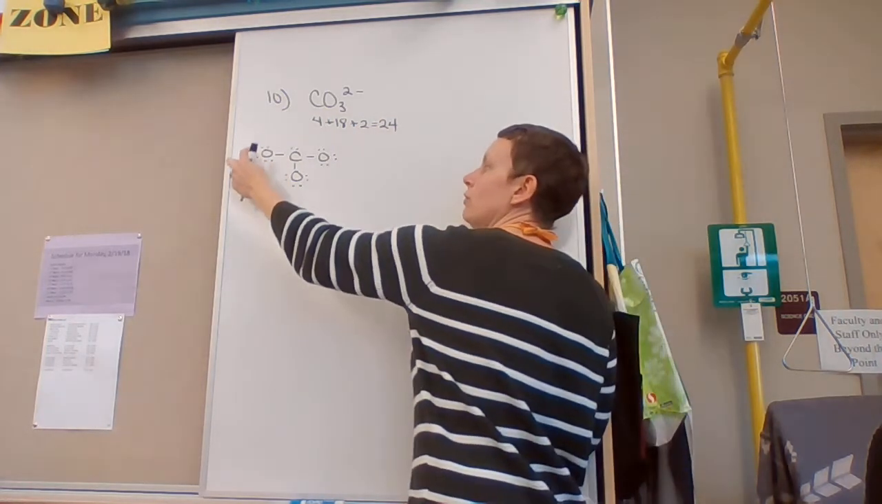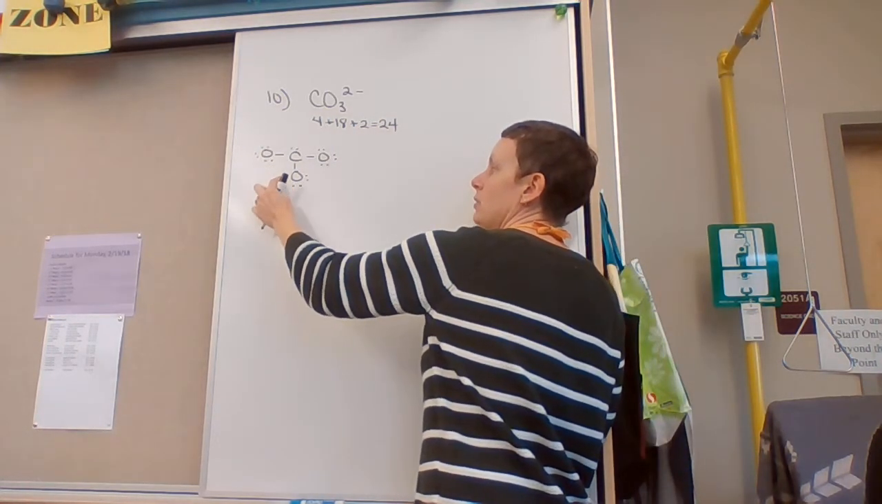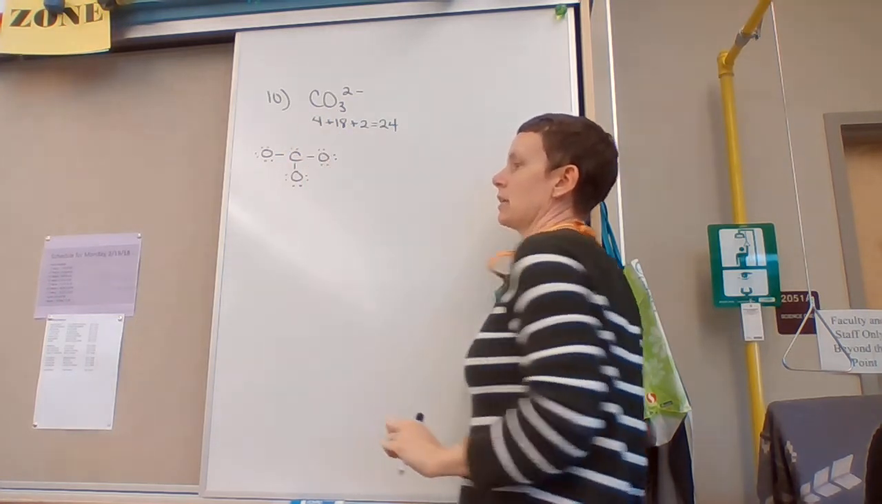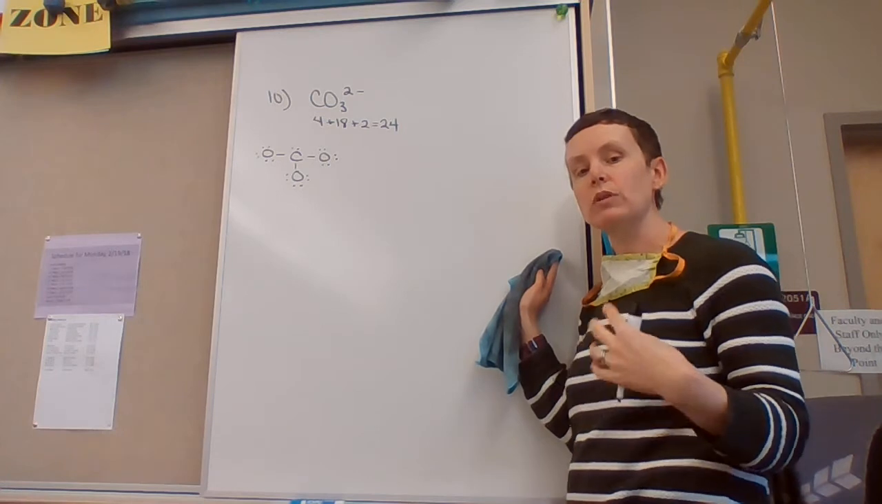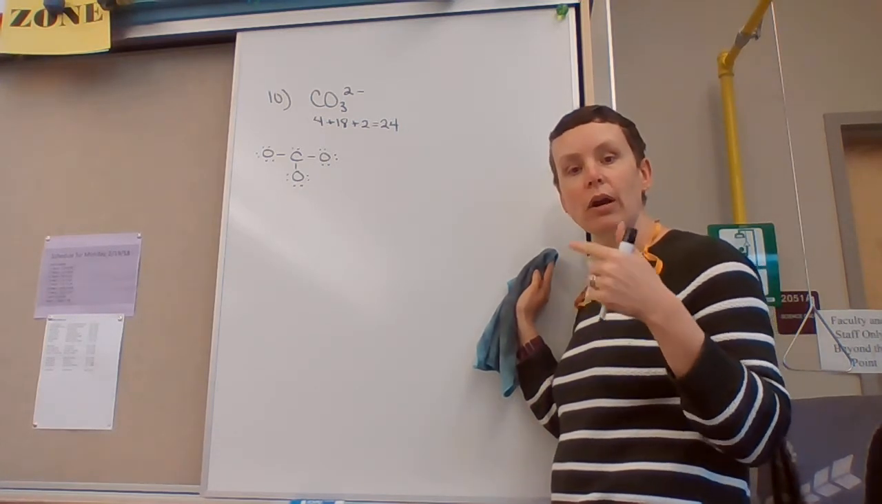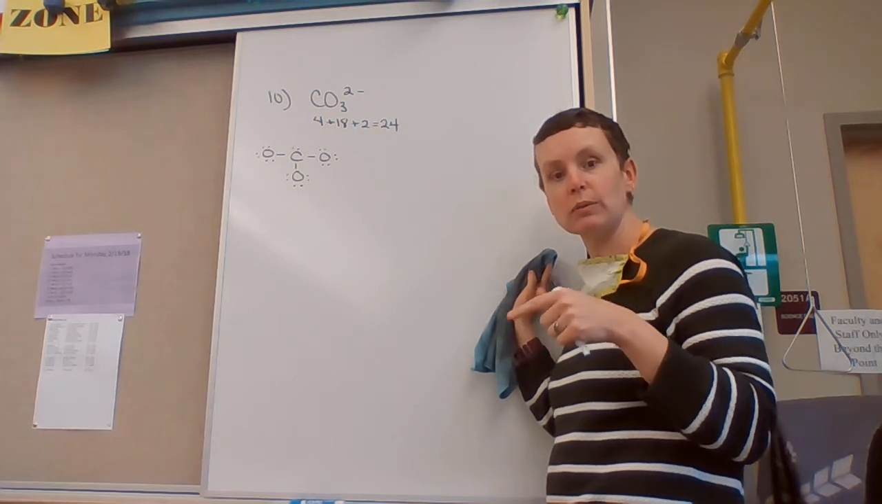Well, 2, 4, 6, 8, 10, 12, 14, 16, 18, 20, 22, 24, 26. I've got too many electrons. I'm only supposed to have 24, and I have 26. So we get to erase a pair, add a pair to share. Erase a pair, add a pair to share.